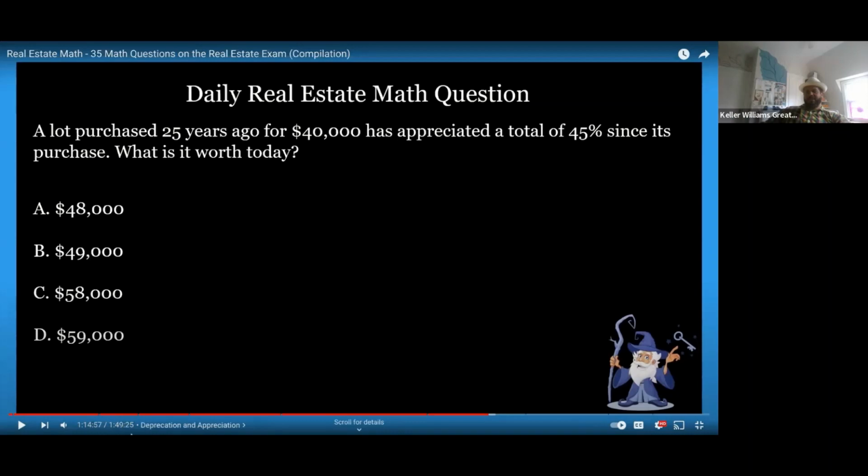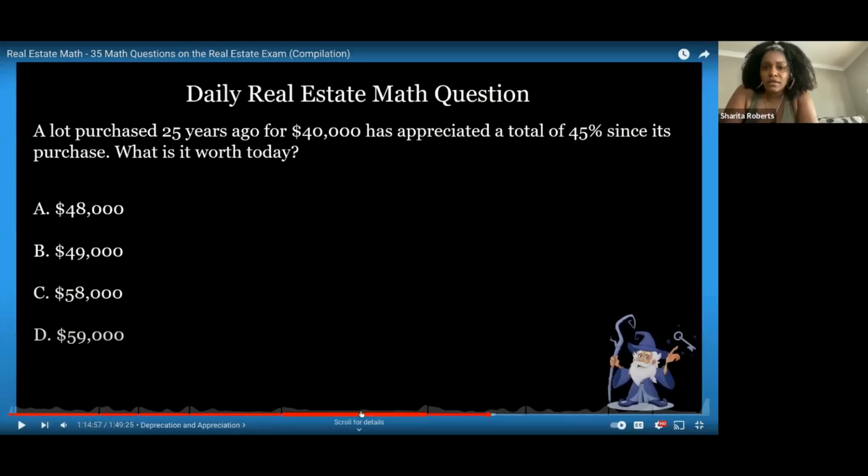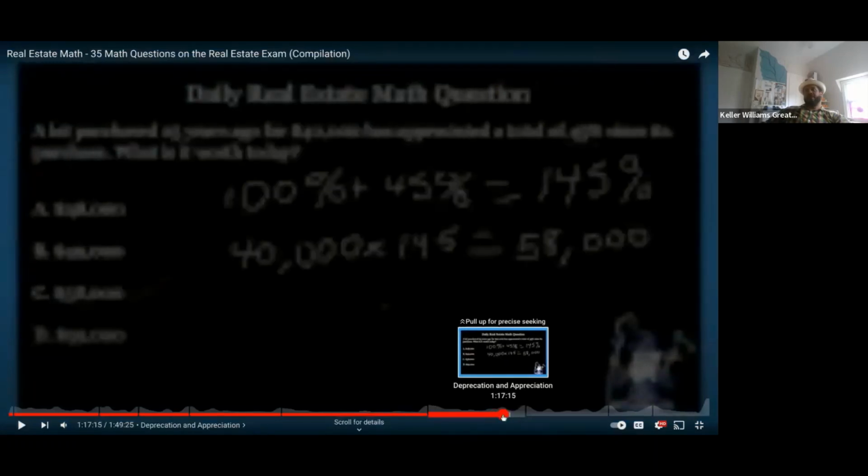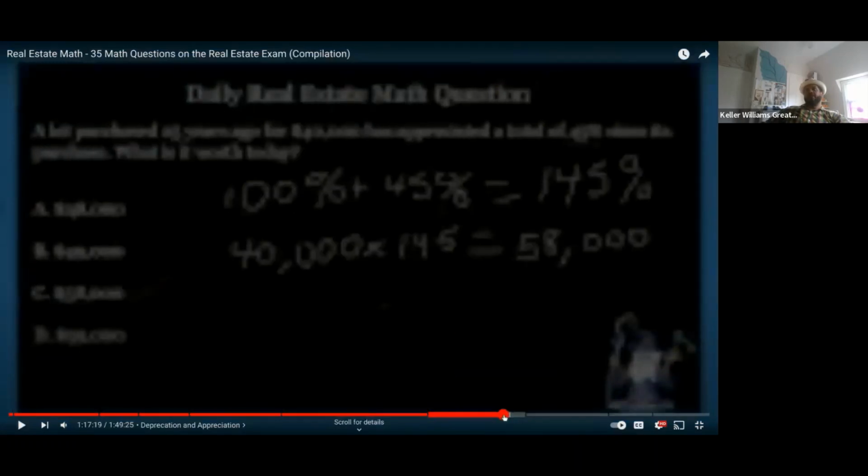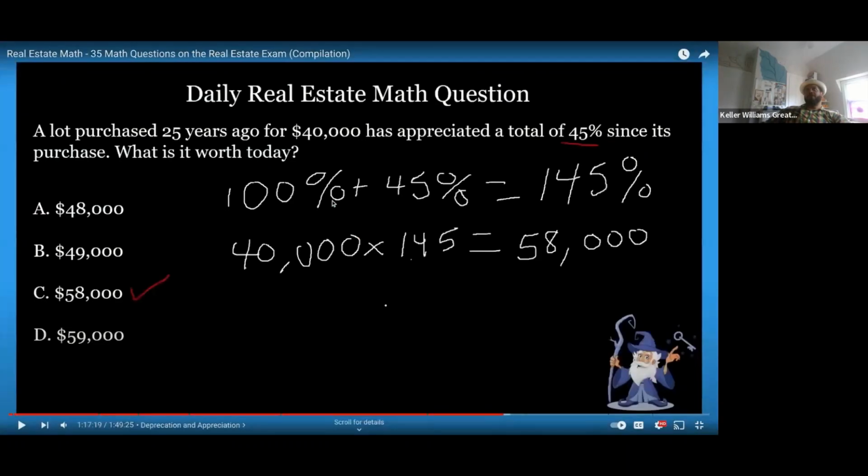Meant to hit only C. Okay. Oh, okay. All right. So that's right. And here's why. So you would take 100% plus 45 is 145%. And then you take that 40,000 times 1.45 to equal 58,000.